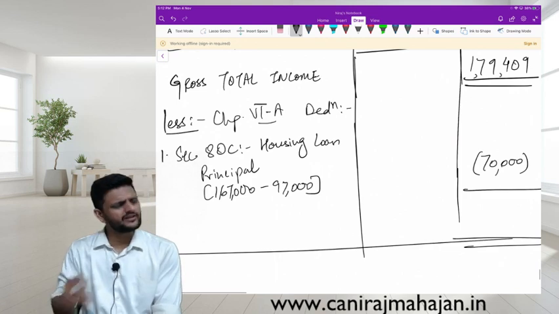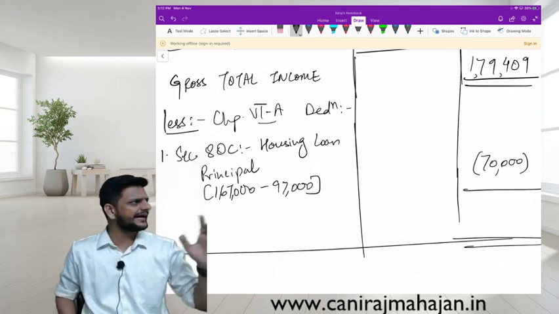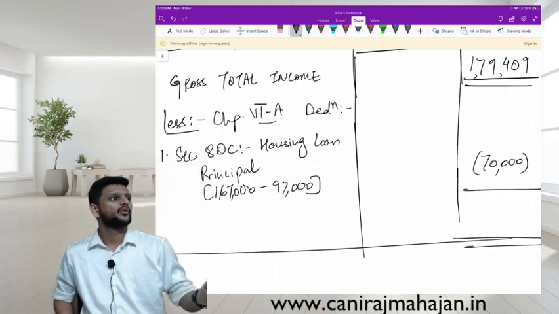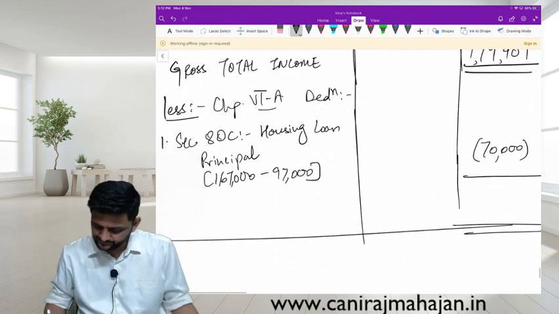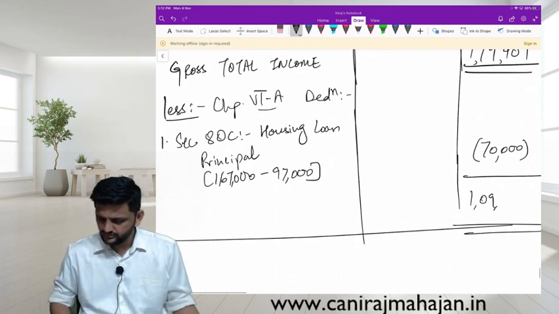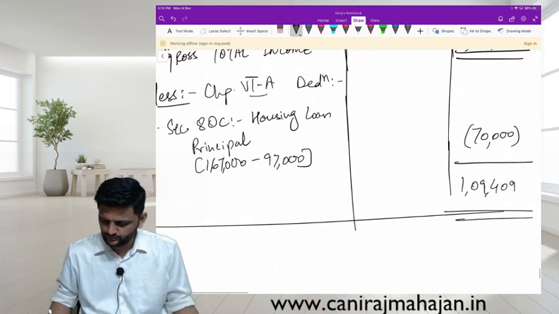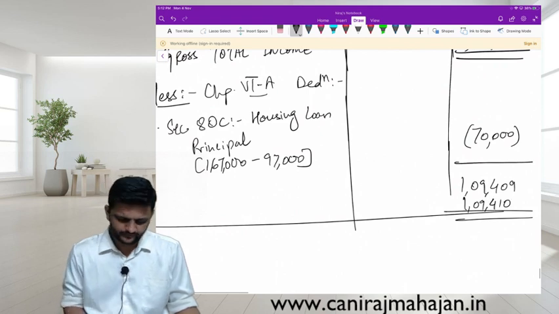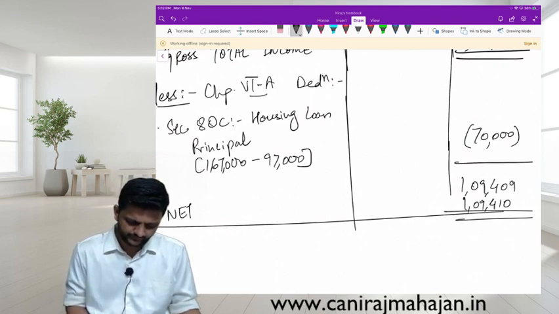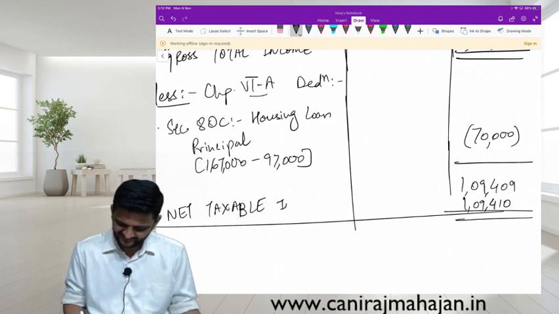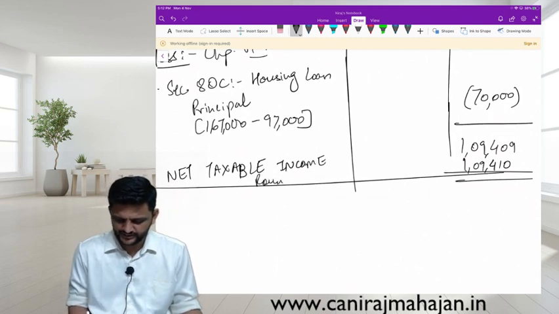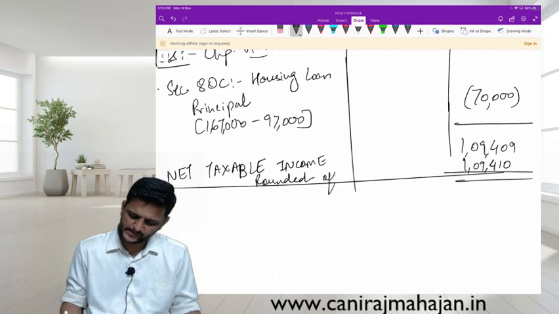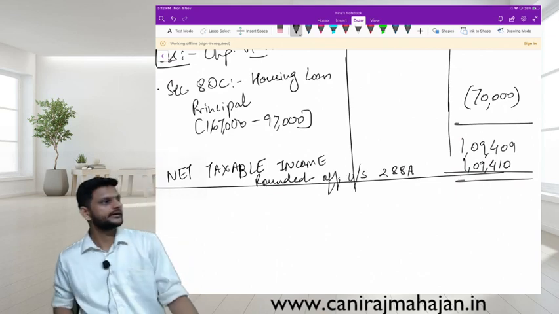And as far as possible, remove LTCG from the taxability. Now again you have to check whether chapter VI-A is allowed or not allowed. It is another headache. So 1,09,409 is rounded off to 1,09,410. क्या होता है? Rounded off under section 288A. Now income is A, tax is B.